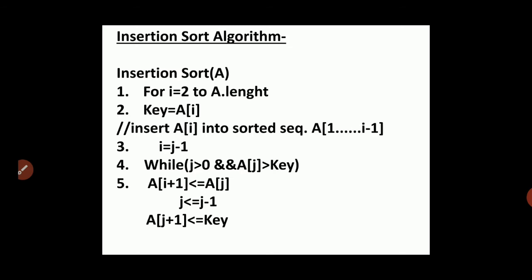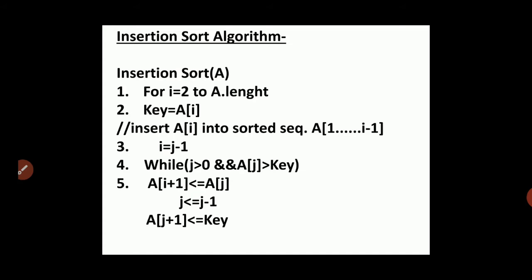So we will discuss one point here. j is set to i minus 1. Here the value is j equal to i minus 1. Then we check the while condition here: j is greater than 0, and with this condition A of j is greater than the key, then you have to do the swapping. Okay? It means A of j is assigned to A of j plus 1, and j is equal to j minus 1, and A of j plus 1 is equal to key.